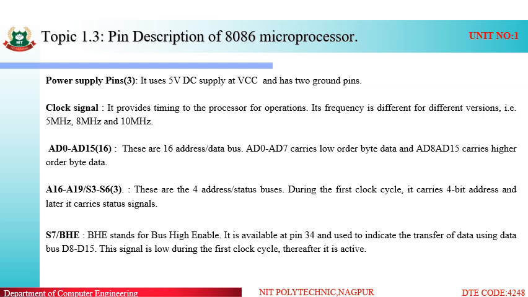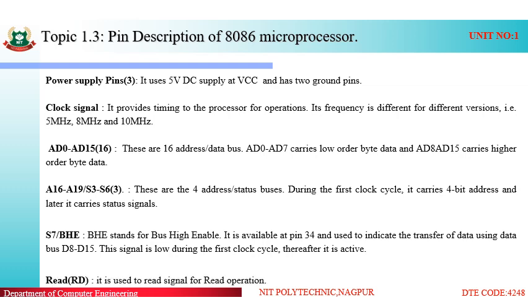Now how to differentiate between active low and active high signal, or how to identify whether a pin is active high or active low? A vertical bar is given on the pin. So BHE bar, basically that signal is the BHE bar signal, bus high enable. It is used to enable the higher order bus. Which is the higher order bus? A8 to A15 is our higher order bus. Similarly, S7 is a status pin which is used to give the status.